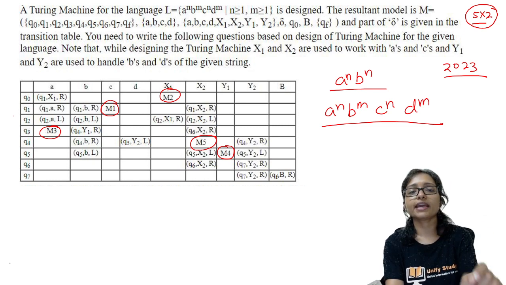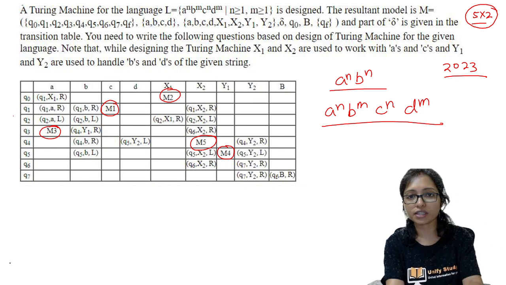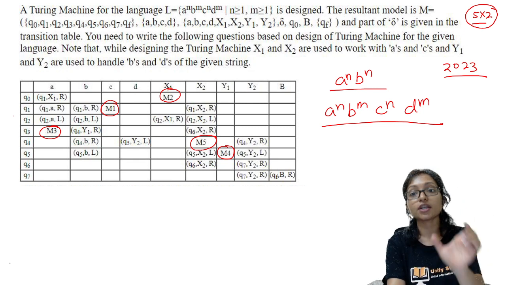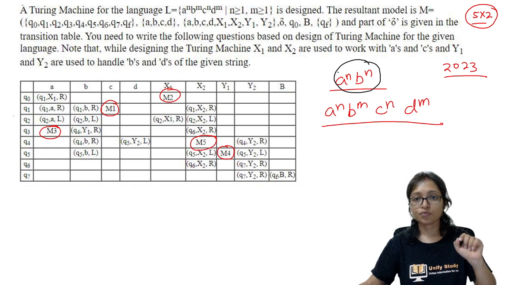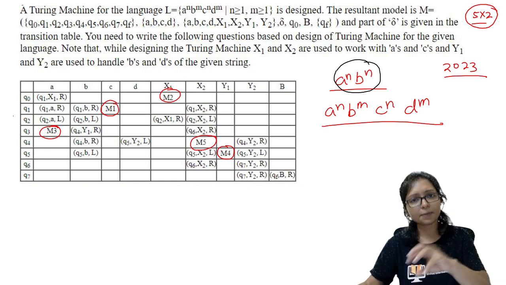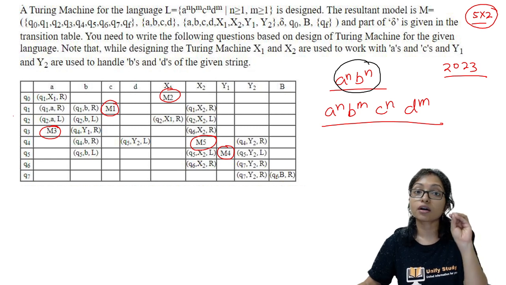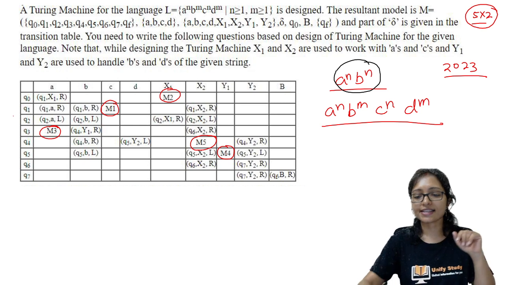Before doing it, there is some prerequisite, because before uploading this video I uploaded another video on the basics of Turing machine, where we did a to the power n, b to the power n. If you don't know that basic, then please watch that video, then come to this video so that your concept will be more clear. Okay, so let's start.